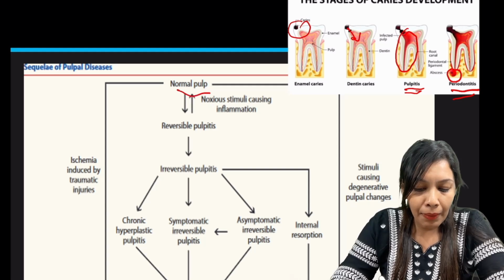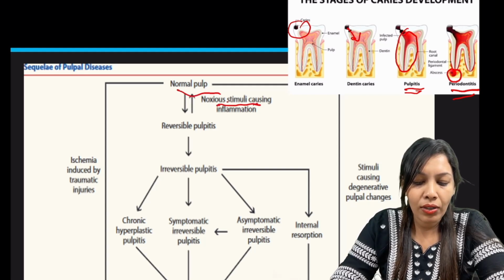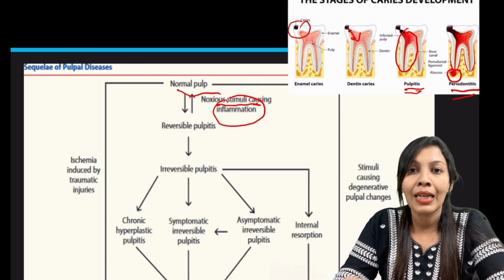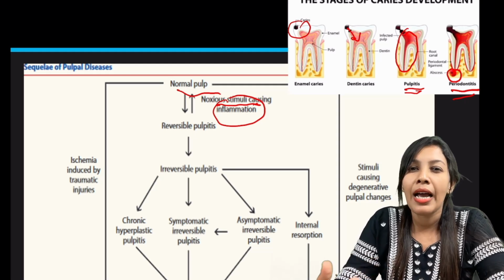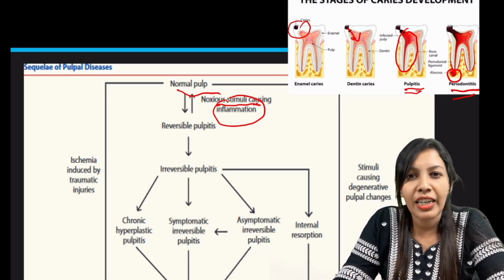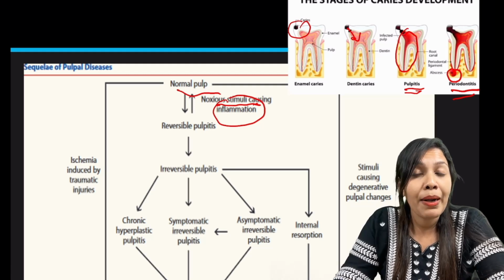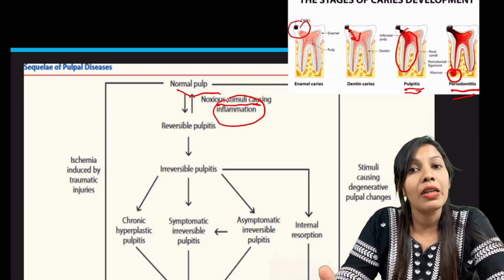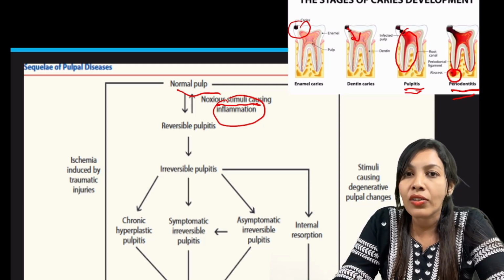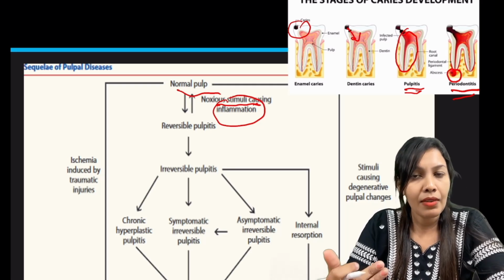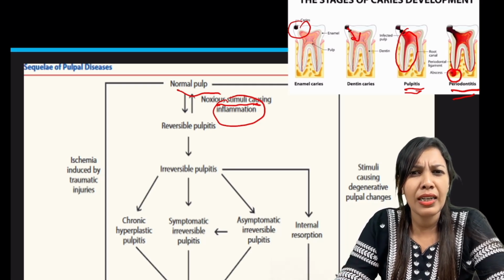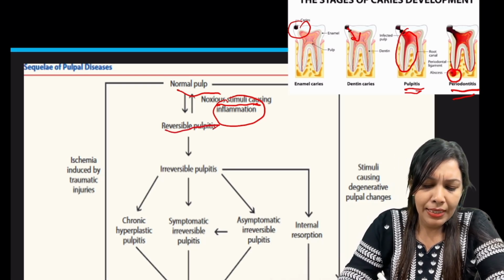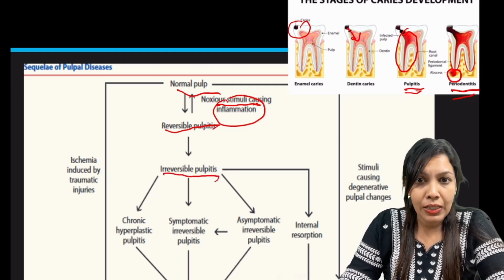So normal pulp, because of various stimuli, develops inflammation leading to the first stage, reversible pulpitis. As I said, there will be a slight change in the intrapulpal pressure, about 13 mmHg. Reversible pulpitis means the pulp can be brought back to its normal condition when we remove the stimulus that is causing the pulpitis, right? And if the stimulus or the etiological factor continues, the reversible pulpitis gets converted to irreversible pulpitis.